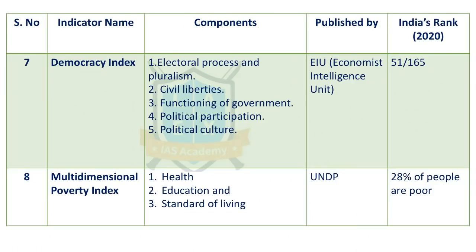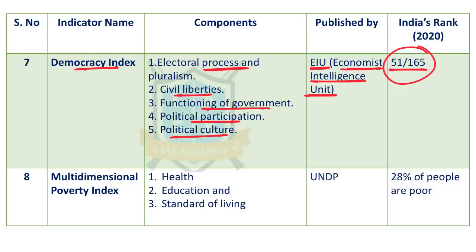Next important indicator is Democracy Index. This index is released by EIU, Economist Intelligence Unit. This is not an intergovernmental organization, but it's a private organization. It uses 5 components: electoral process and pluralism, civil liberties, functioning of government, political participation, political culture. These 5 are studied and given the rank. India got 51st rank out of 165 countries. This is an improvement.